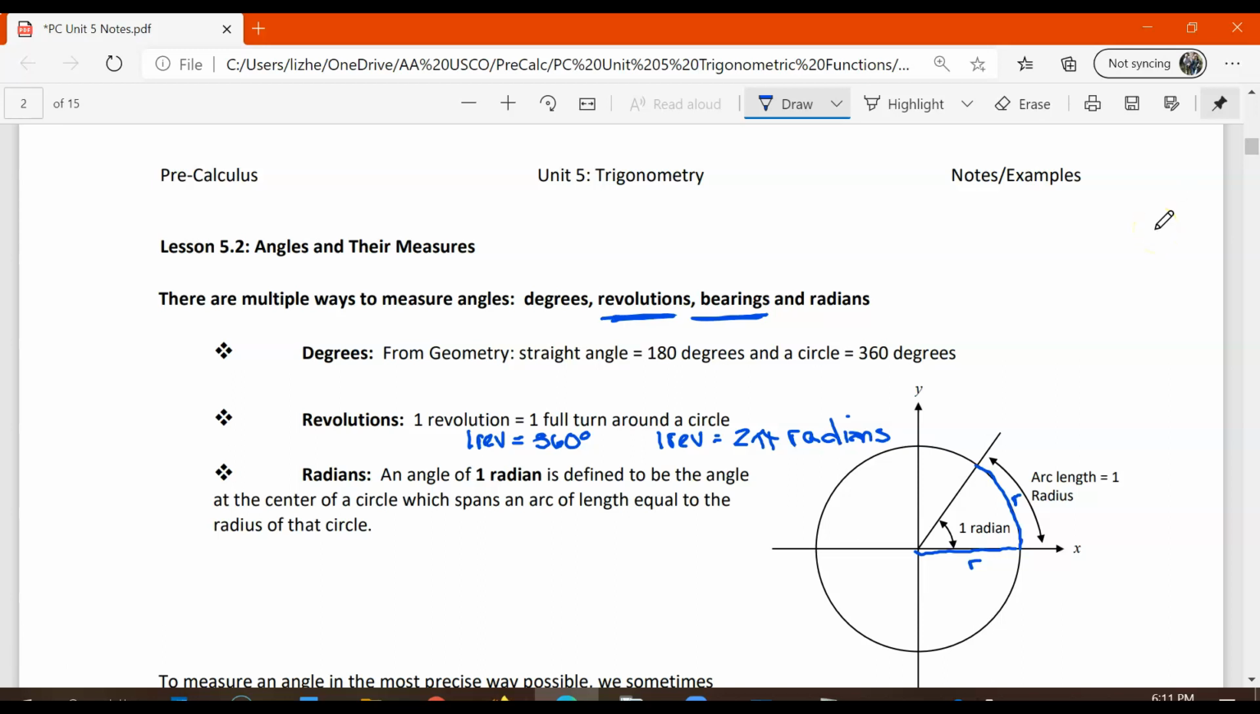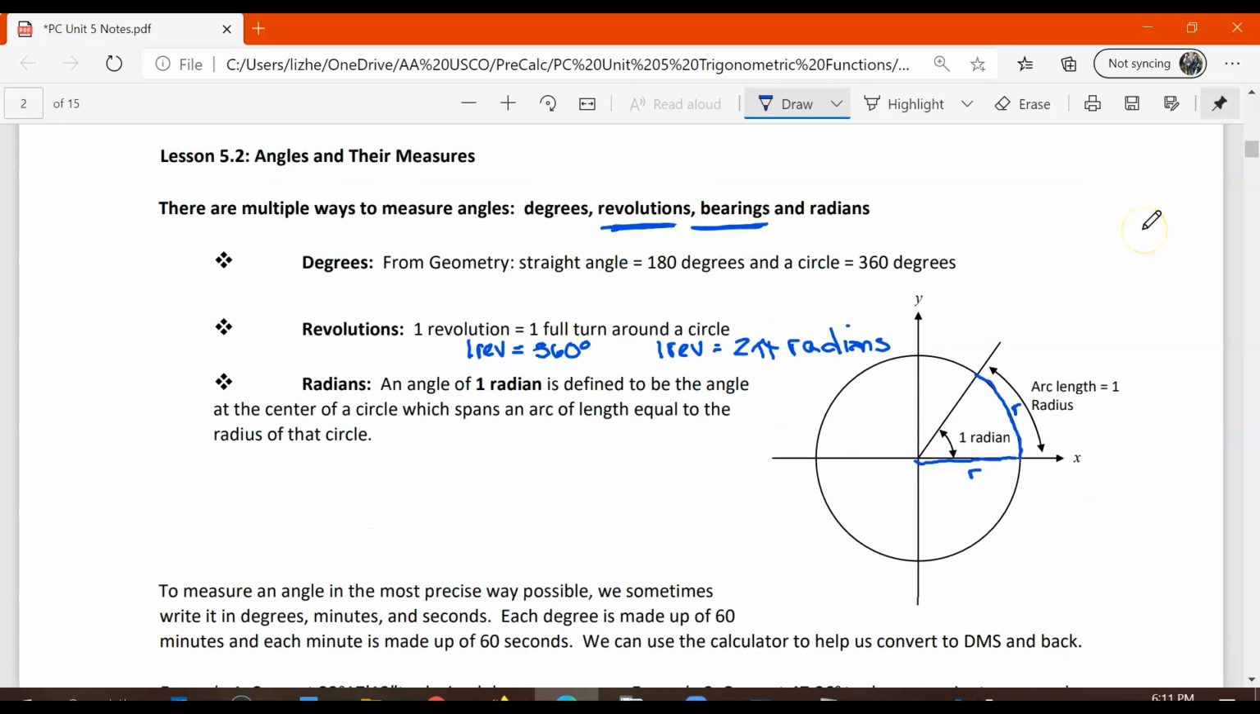Please keep in mind up here with degrees that if we're talking in degrees, you must use the degree sign. If you do not use the degree sign, then it is assumed it is a radian. So keep that in mind.